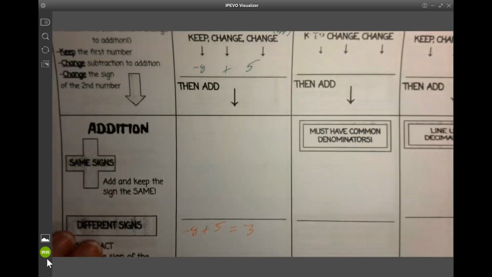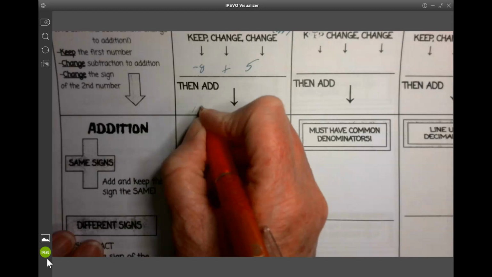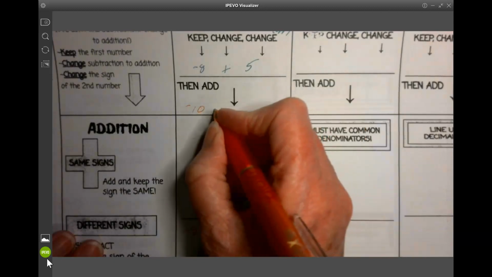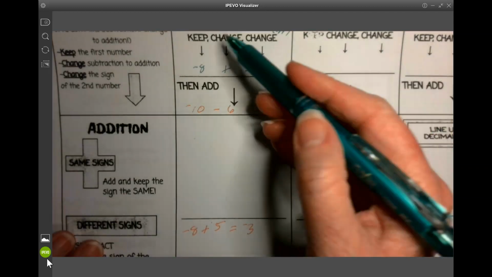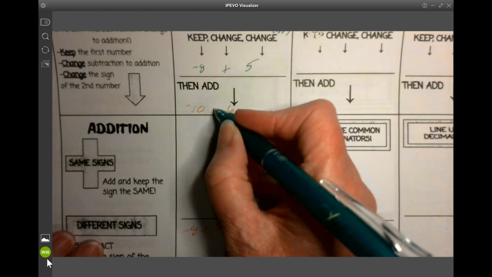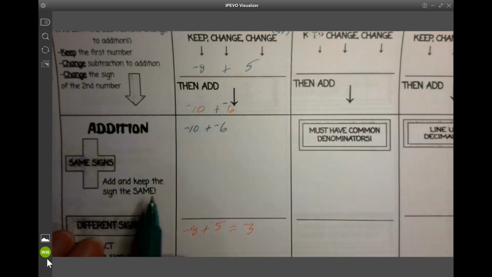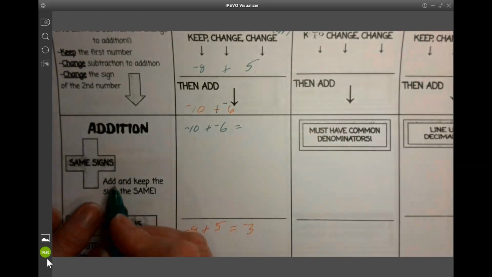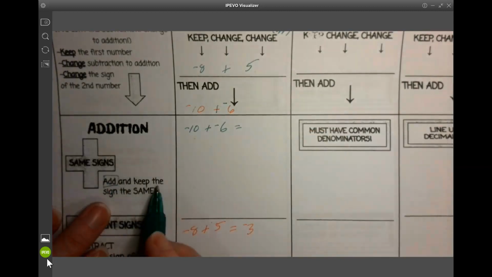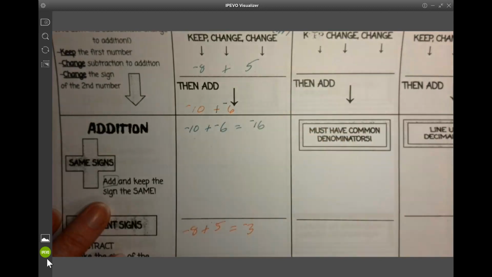So now let's take another one of subtraction, and let's say that I have -10 minus 6. What is that equal to? So again, I'm going to keep change, or I'm going to cross the line and change the sign. So now I have -10 plus -6. Are my signs the same? Yes, they are. If my signs are the same, I add, and the sign stays the same. So add, 10 plus 6 is 16, and my sign stays the same.